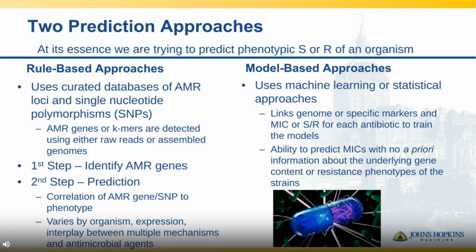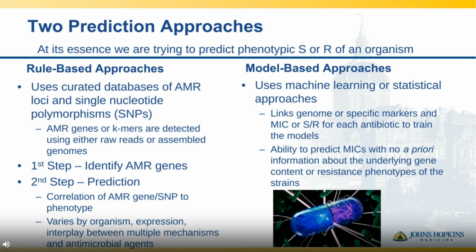The second approach is this model-based approach, which we're starting to see more publications on, which uses machine learning or statistical approaches, where you can link the entire genome or specific markers to an MIC or a susceptible or resistant result for each antibiotic and train the models to try to predict those results, the MIC or the susceptible or resistant result.